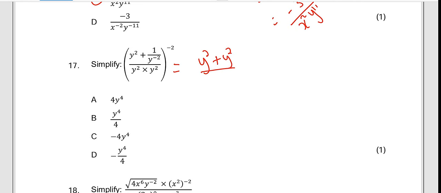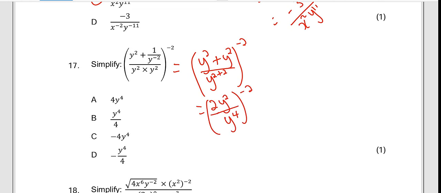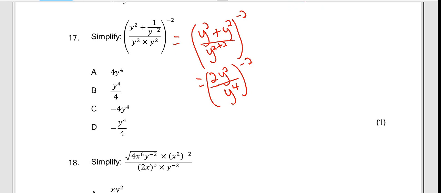And then here, the bases are the same. We have multiplication, so we add what? We add exponents. Everything to the exponent of negative 2. And then y to the 2 plus y to the 2 is going to give me 2y to the 2, because we know we have 1 here and 1 here, divided by y to the exponent of 4. Everything to the exponent of negative 2.